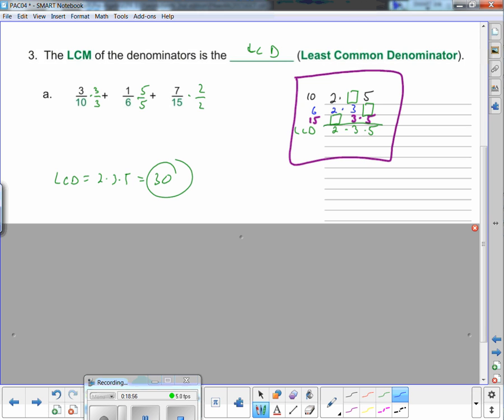So let me show you where we're at. 3 times 3 is 9. 10 times 3 is 30. 1 times 5 is 5. 6 times 5 is 30. 7 times 2 is 14. 15 times 2 is 30. Am I now ready to add these fractions? Hopefully you remember, how do you add fractions? Add the numerators and put it over the common denominator, right? 9 and 5 is 14. 14 and 14 is 28. I have 28 over 30.